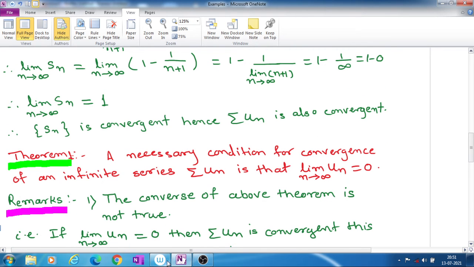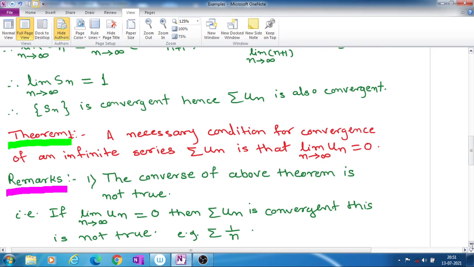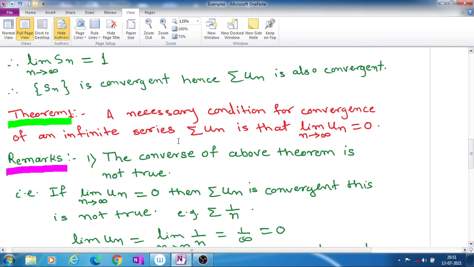Now see the theorem. The statement of this theorem is very important, and remember this statement. So what is the statement of the theorem? A necessary condition for convergence of an infinite series Un is that the limit of Un as n tends to infinity is equal to 0.